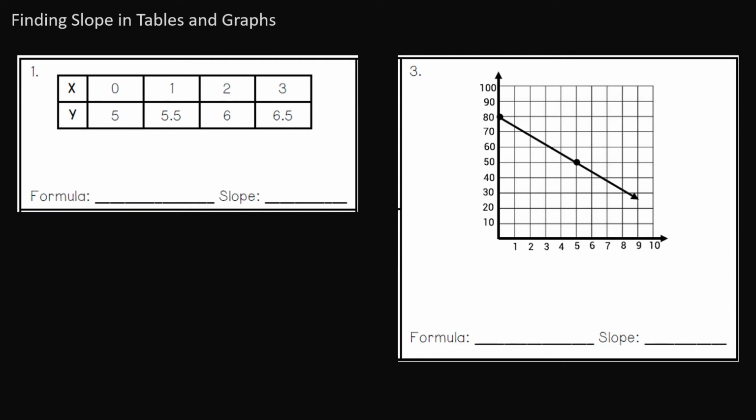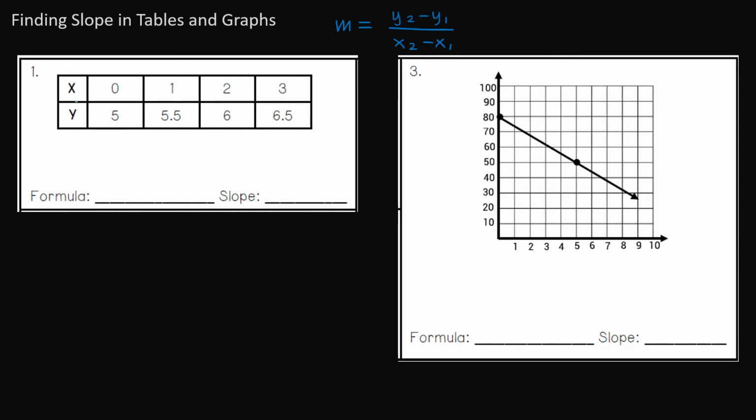So let's try this out. And remember our slope formula again? Slope is m. M equals y2 minus y1 over x2 minus x1. So let's try this out by finding slope in tables and graphs. And again, the whole method is the same. We have to identify 2 points in a table or a graph and find the slope of the line, or the rate of change between them.